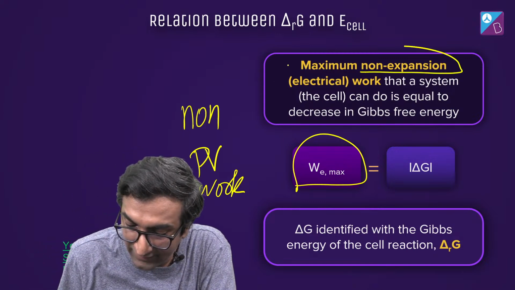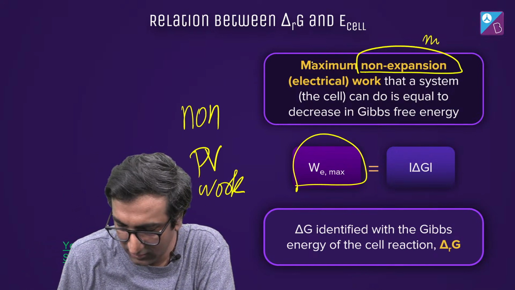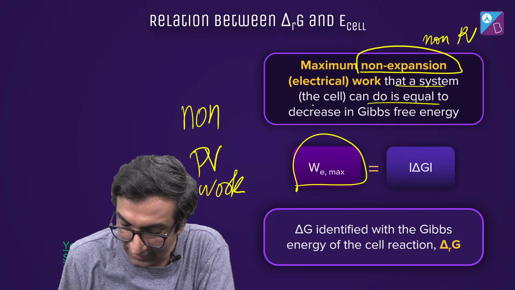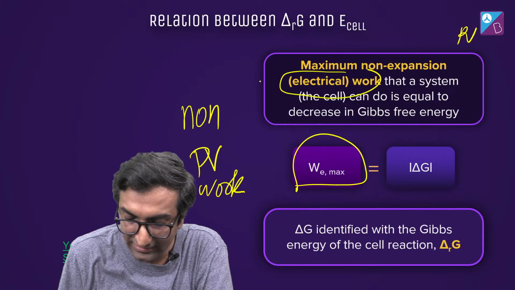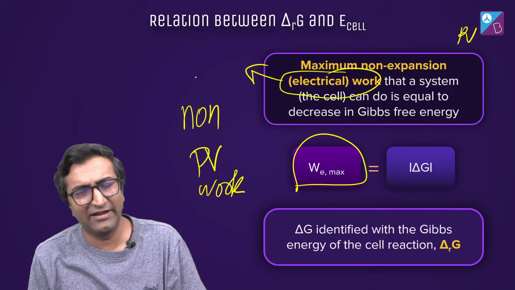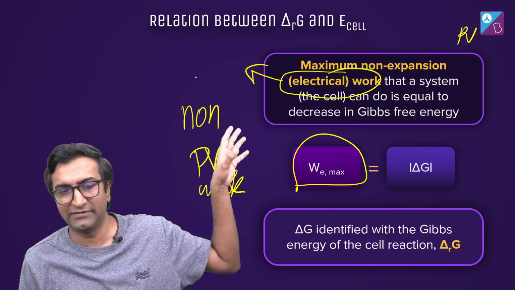The maximum non-expansion or non-PV work that a system can do is equal to the decrease in Gibbs energy, delta G, ठीक है? Non-PV work क्या हो सकता है? Electrical हो सकता है. At our level, it is electrical. Mechanical, there are many things, but we'll focus on just electrical work.